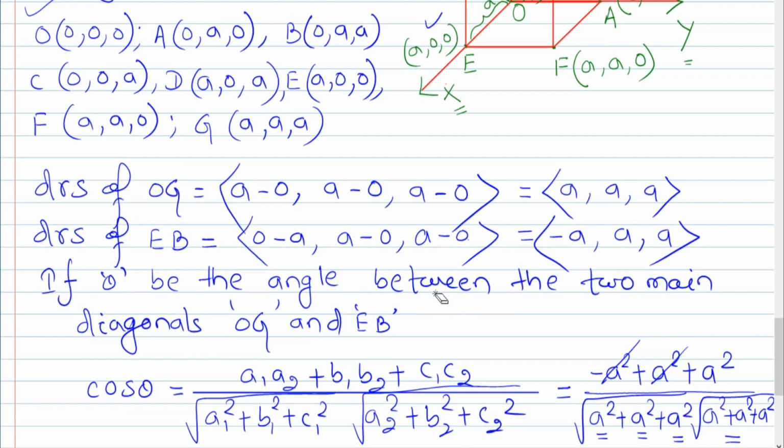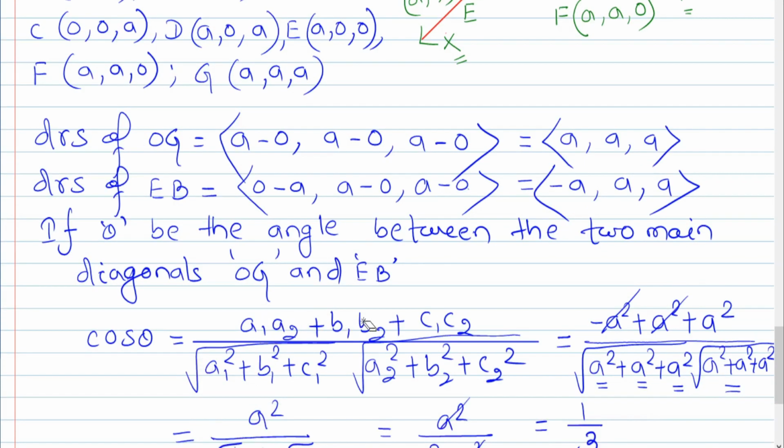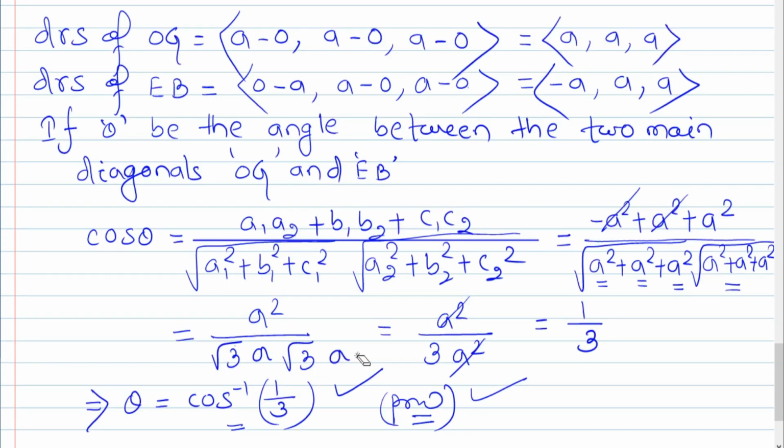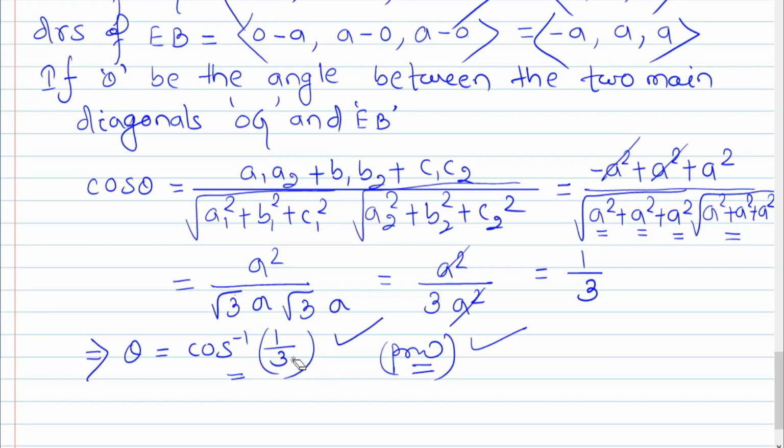So if theta be the angle between the 2 main diagonals OG and EB, so cos theta is equal to a1 a2 plus b1 b2 plus c1 c2 by square root of a1 square plus b1 square plus c1 square into square root of a2 square plus b2 square plus c2 square. So minus a square plus a square plus a square by root over, okay. So minus a square plus a square cancel. We are left with a square by, this one is root 3 a, this one is root 3 a. So root 3 into root 3 is 3 a square. So a square cancel, 1 by 3. So theta is equal to cos inverse 1 by 3.